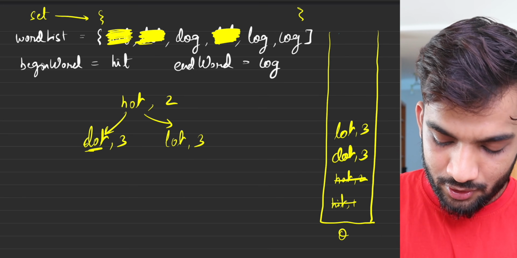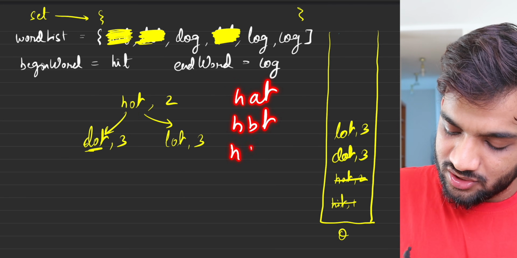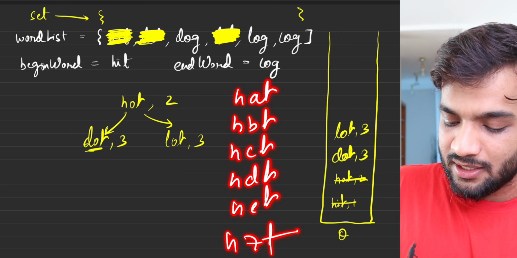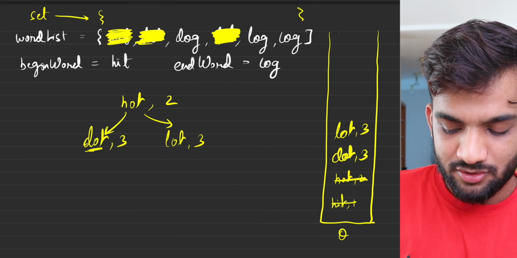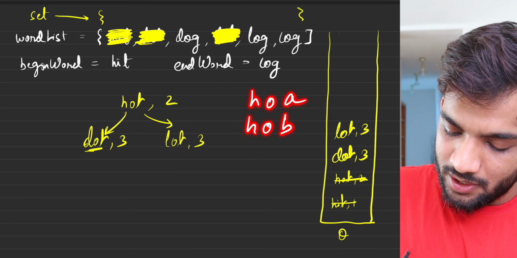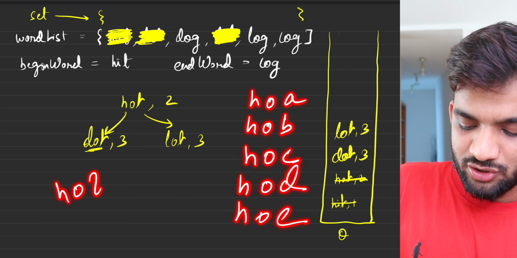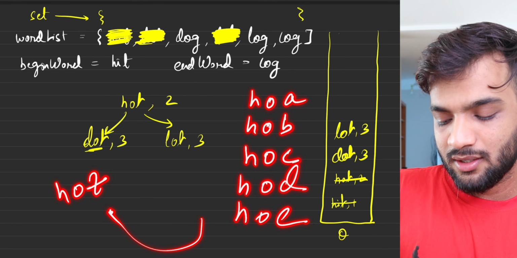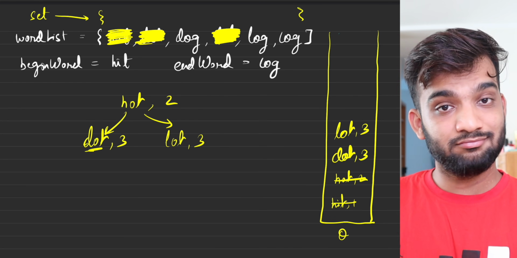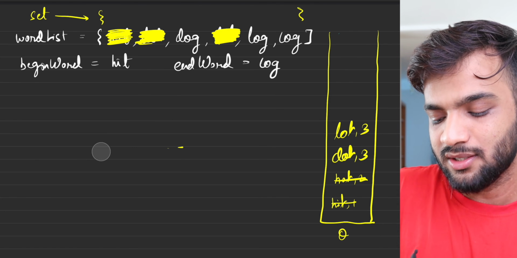Let's try it out. We can change this O. So HAT, HBT, HCT, HDT, HET, and so on till HZT. None of them is there. So next I'll change T, HOA, HOB, HOC, HOD, HOE, and so on till HOZ. None of them is there. Next, nothing. So what I can say is we got it. So this traversal of the queue is complete.